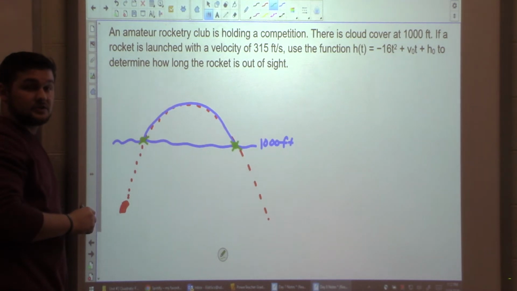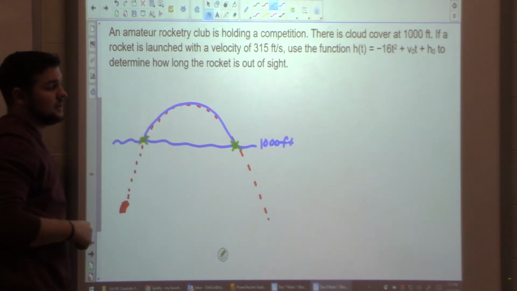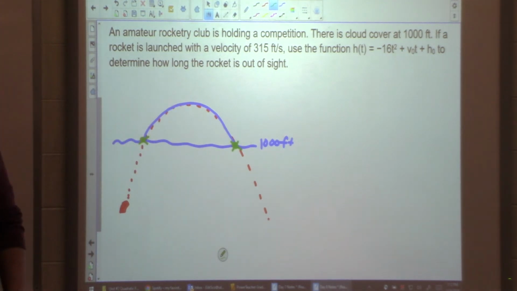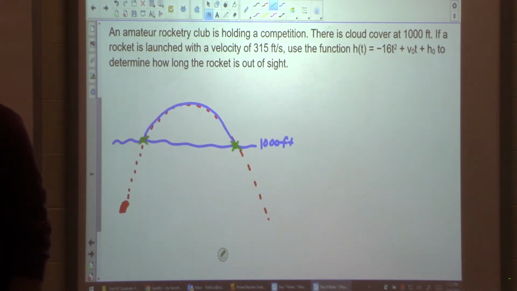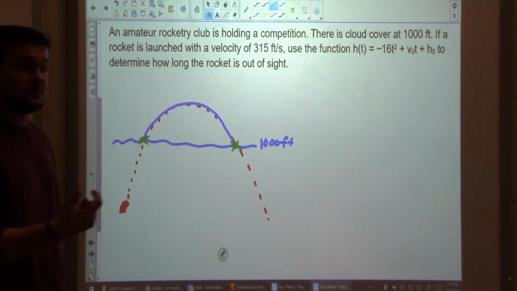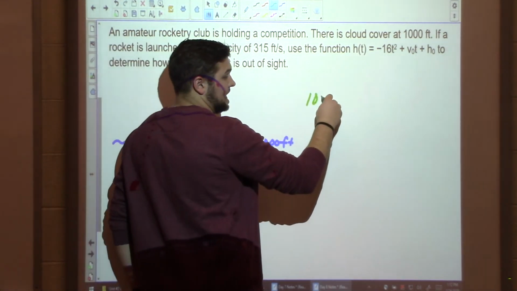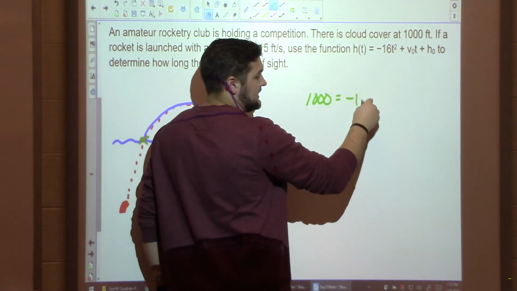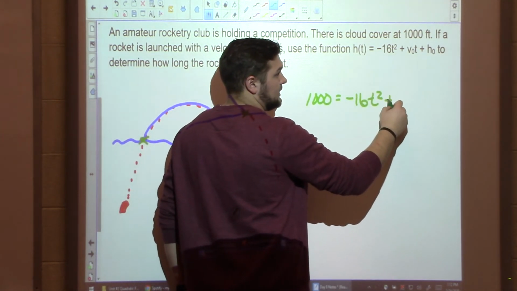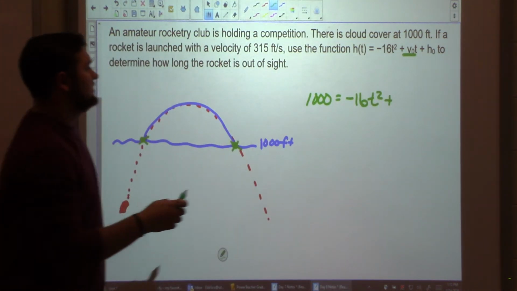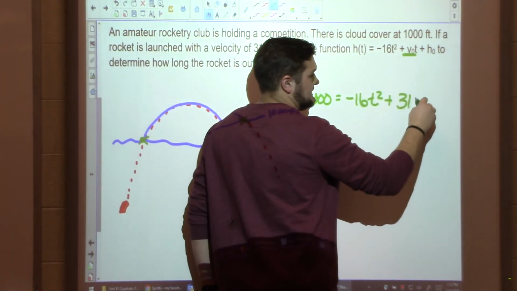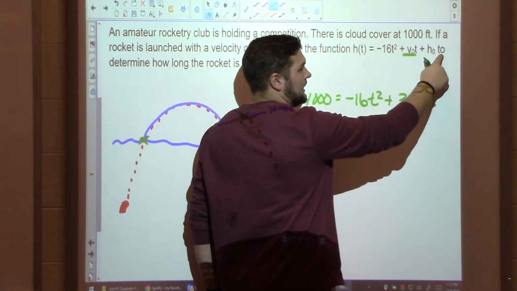I could. So to do that, not only do I need to make my equation, but I need to set my equation equal to 1,000. Our function always represents the height. So if I want it when it's at 1,000 feet, I should set it equal to 1,000. So I get 1,000 equals negative 16t squared plus, hey, what's my initial velocity? 315. So plus 315t.